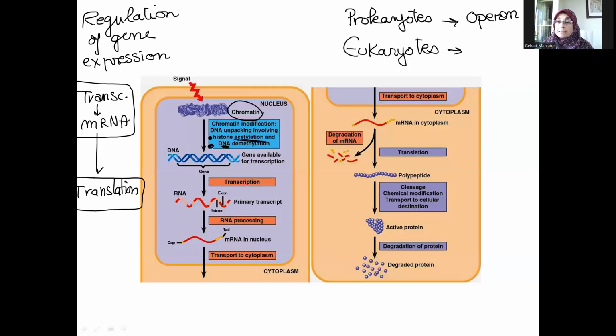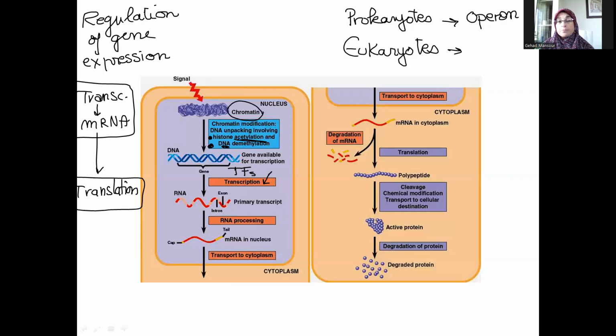Both histone acetylation and DNA demethylation will help unwinding and loosening of the nucleosomes and of the folds of DNA around histones, and will result in easy transcription of DNA. We can also, of course, control gene expression at the level of transcription by affecting the transcription factors that activate or inhibit the process of transcription.